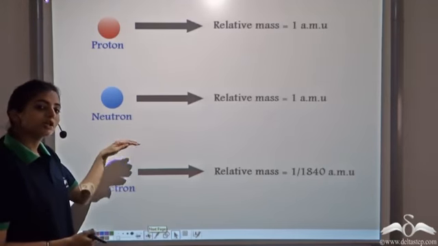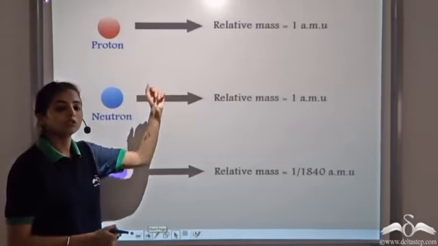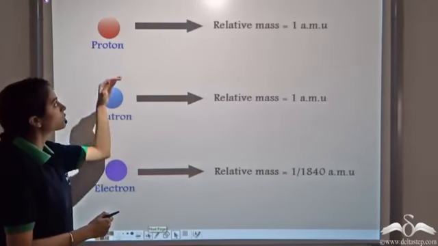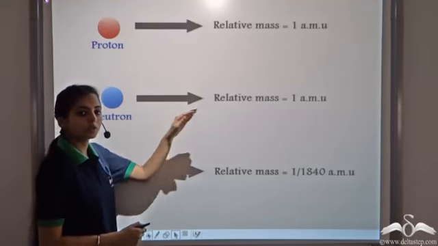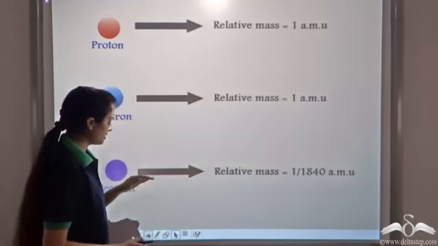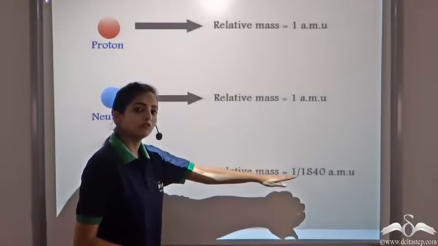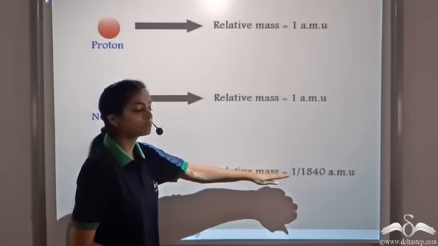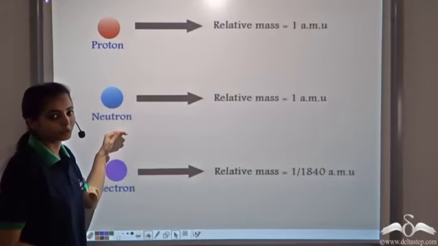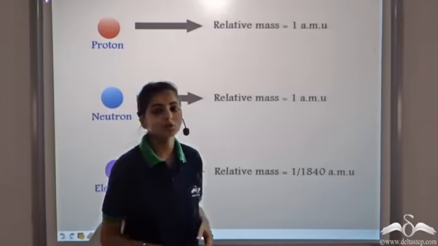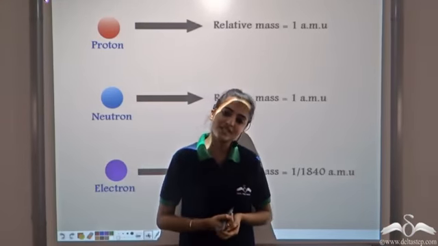Now the masses of these 3 subatomic particles. The mass of proton is taken to be 1 atomic mass unit. With respect to the mass of proton, we get the mass of neutron also equal to 1 atomic mass unit, and the mass of electron is 1 upon 1840 atomic mass unit, which is much less as compared to the mass of proton or the mass of neutron. So these are the characteristics of the 3 subatomic particles of atom, that is the protons, neutrons and electrons.